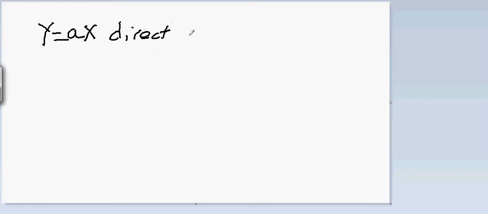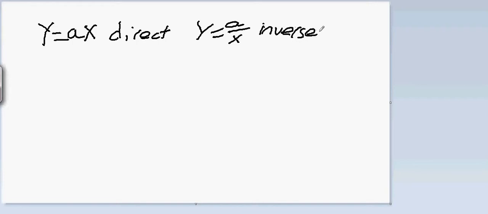And when we have an equation that looks like this, y is equal to a divided by x, then this kind of equation is called an inverse variation. I'm sorry, I need to make a small correction in my video. I said indirect variation. I meant to say inverse variation. Sorry about that. So this is the inverse.